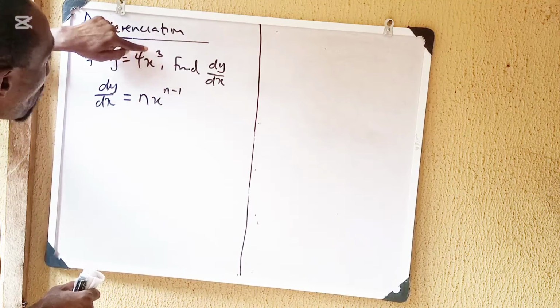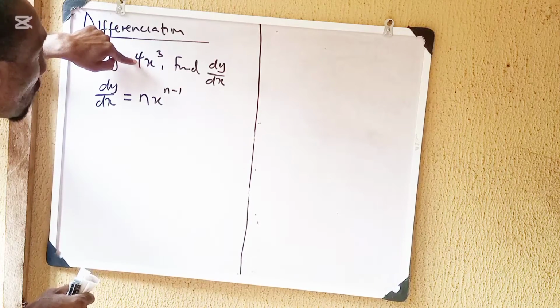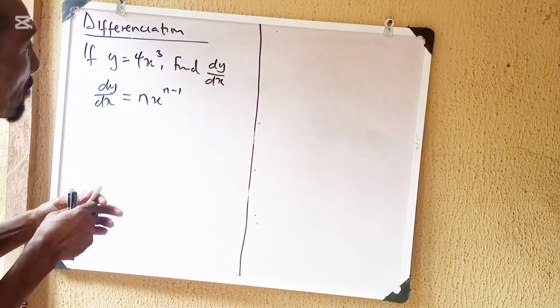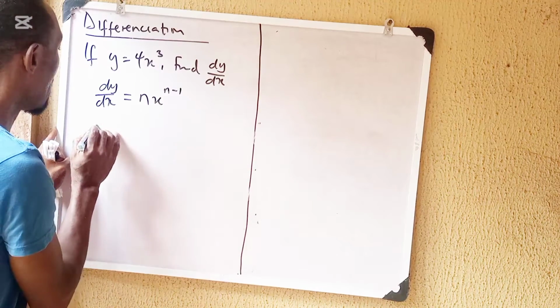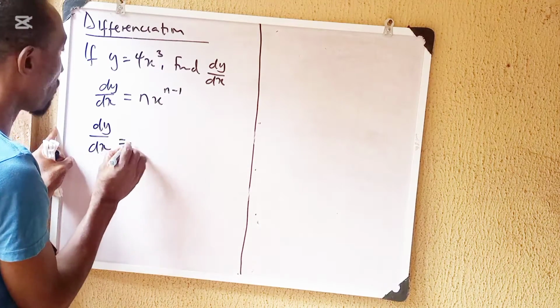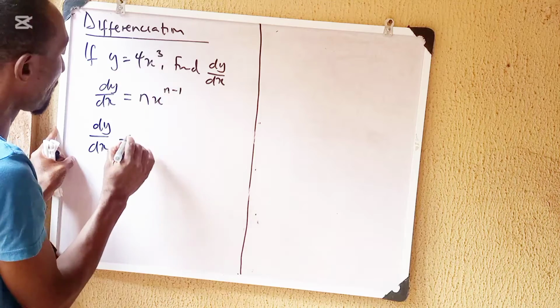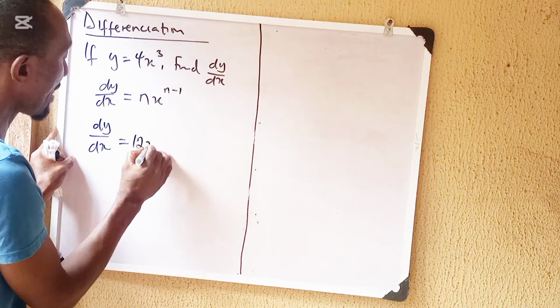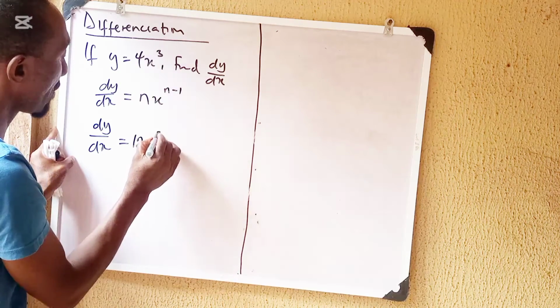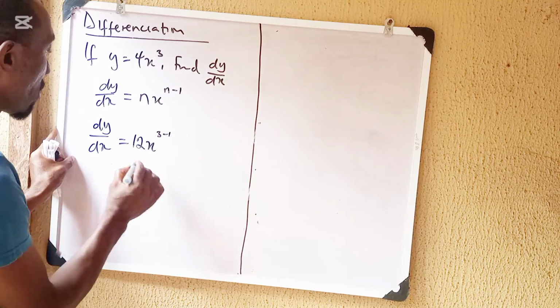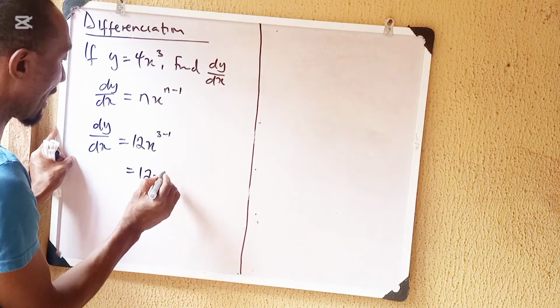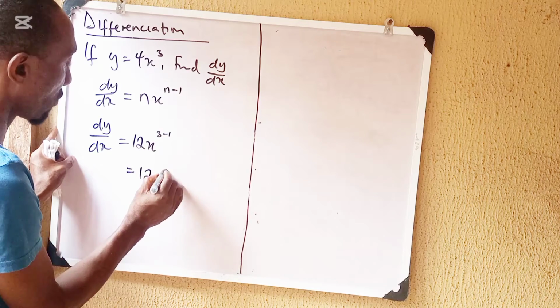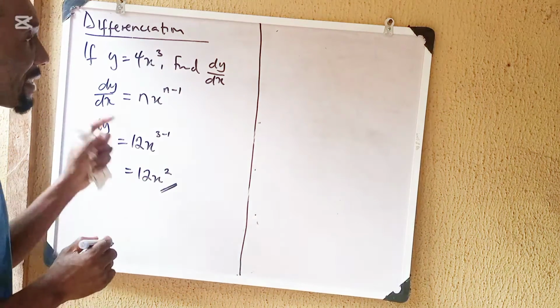So this 3 will come over here and multiply this 4. And then the power will also drop by 1. What am I saying? Our dy/dx will now be 3 multiplying 4, which gives us 12. Then x to the power of 3, we drop by 1, which gives 12x to the power of 3 minus 1, which is what? 2. Let's take another example.